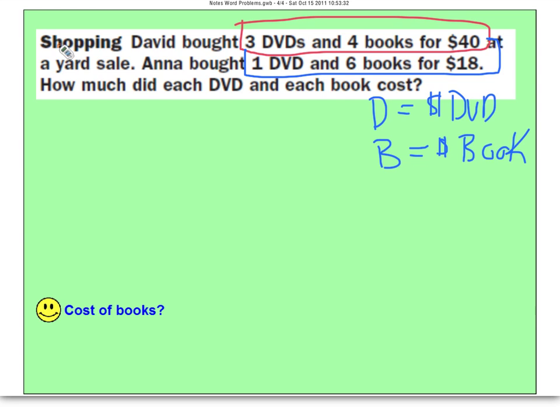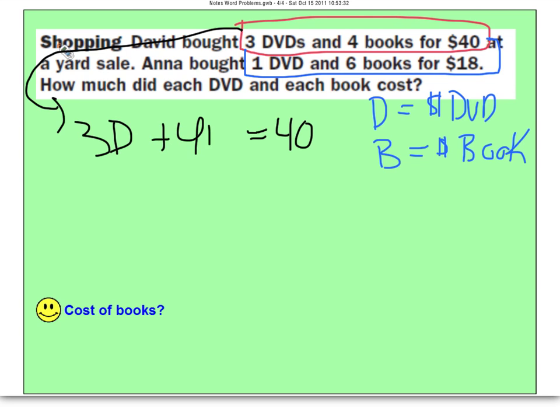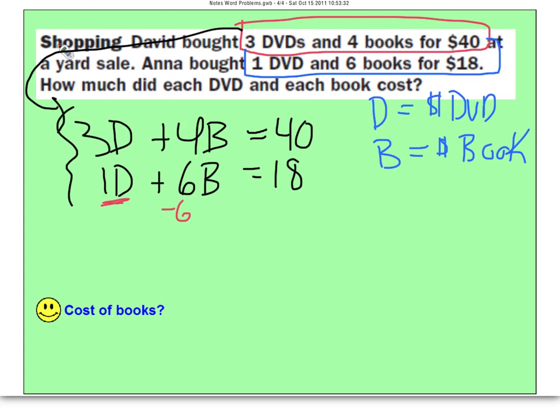Okay, can you write the two equations? This first one is David spent $40 in total. He bought 3 DVDs. I don't know how much each one costs, and he bought 4 books. Anna spent $18. She bought 1 DVD, and she bought 6 books. Okay, to solve this, I think I'm going to actually use substitution this time. The one that's easy to get by itself is this single D. So to do that, I'm going to subtract the 6b from both sides. Okay, and that gives me D equals 18 minus 6b.